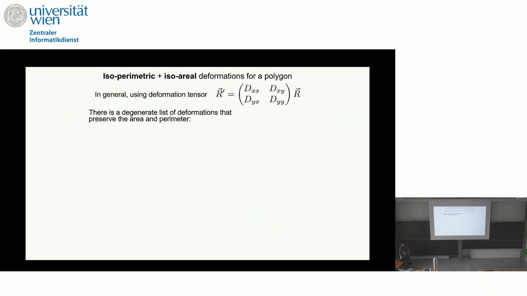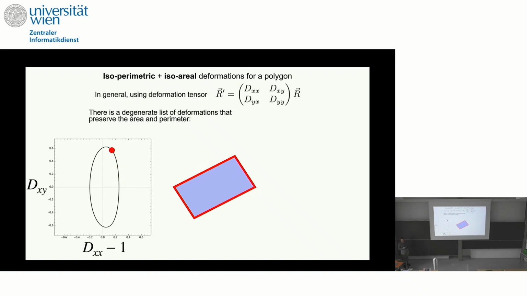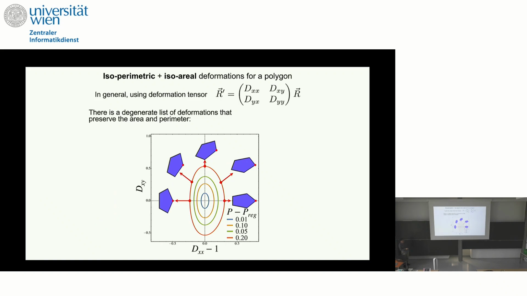To formalize this a little bit, you can think about simple affine deformations of a single four-sided polygon. These are some of the ways, in terms of the deformation tensor components, where you can distort it without changing P and A. So all along this contour, same P and A. A regular polygon is at the center of this deformation space. The solution space is a single dot. But if you go away from a regular polygon, you have a larger and larger solution space.